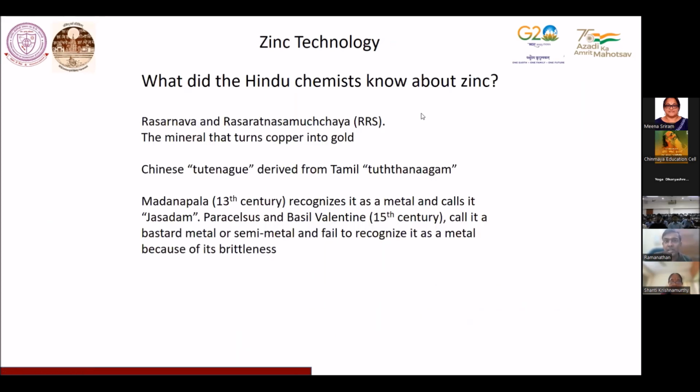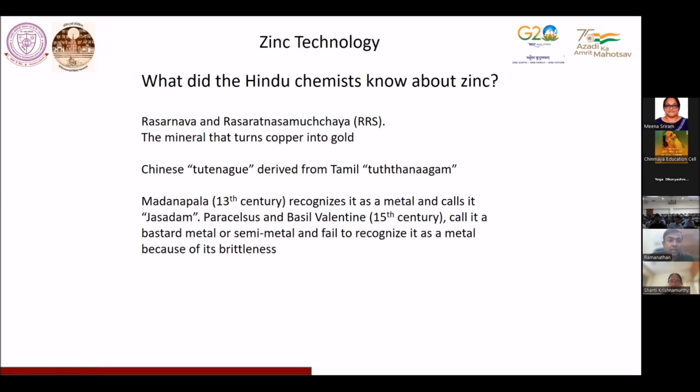Now I'll switch gears and talk about some of the prominent texts. The last metal which I wish to deal with is zinc. And zinc, as I told you, is a very interesting metal because Europeans did not know it until the 17th or 18th century, whereas we were processing it at least 1,000 years before the Europeans.